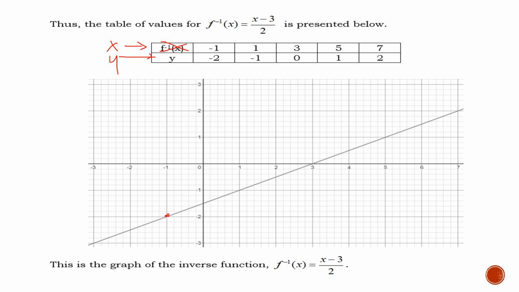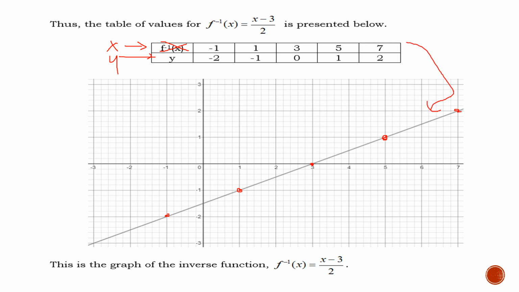Next thing is positive 1 and negative 1. So your point will fall here. 3 and 0. So your third point will fall here. 5 and 1. So that your point will fall somewhere here. Then 7 and 2. So your last point using your 7 and 2 as your x and y coordinate. So this will be your 5 points, with respect to your table.